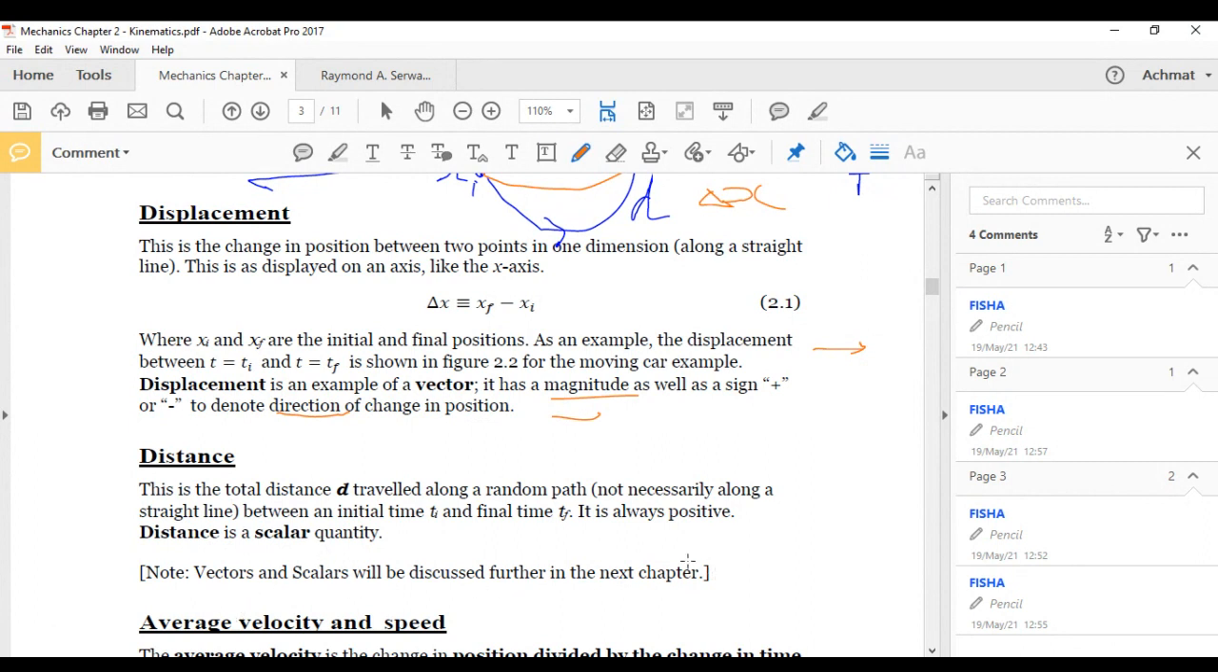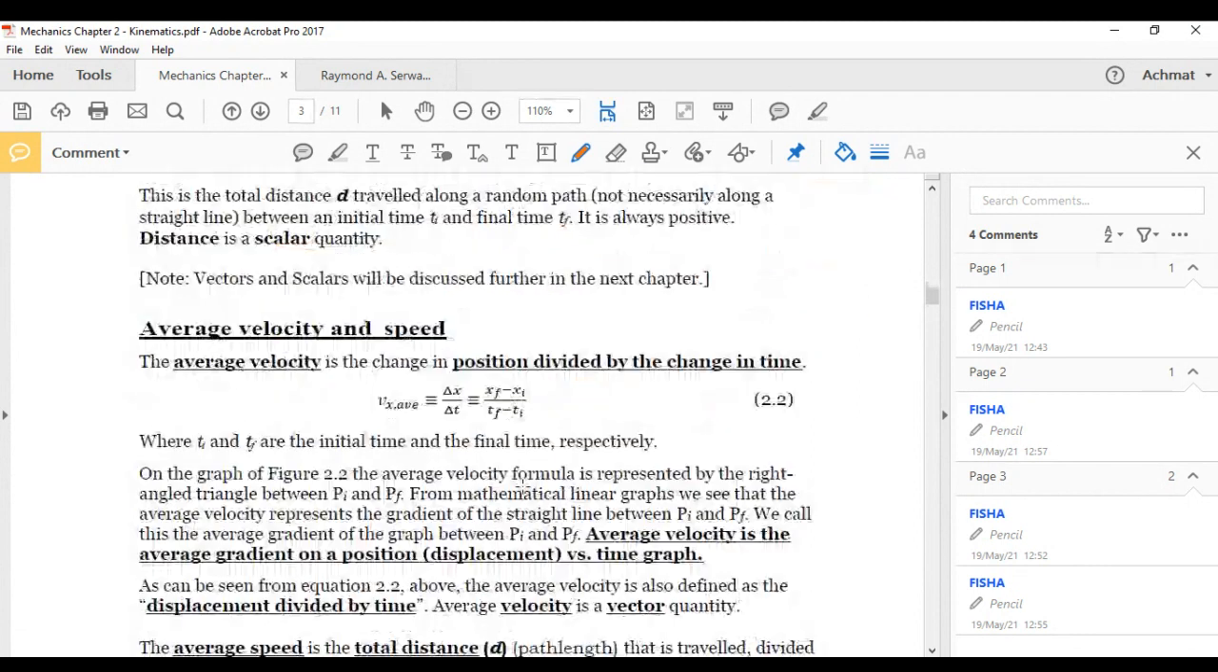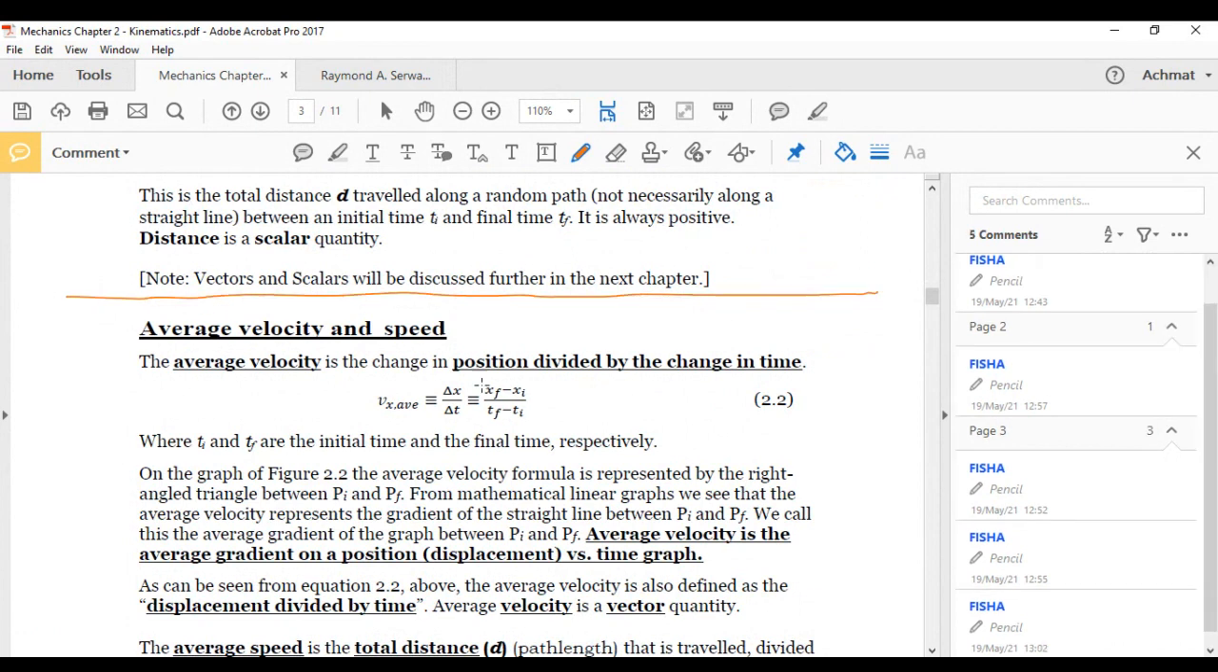As you can see, these things will be discussed in the next chapter. I think we're going to stop here and continue in the next session, when we will be talking about velocity, speed, and acceleration also.